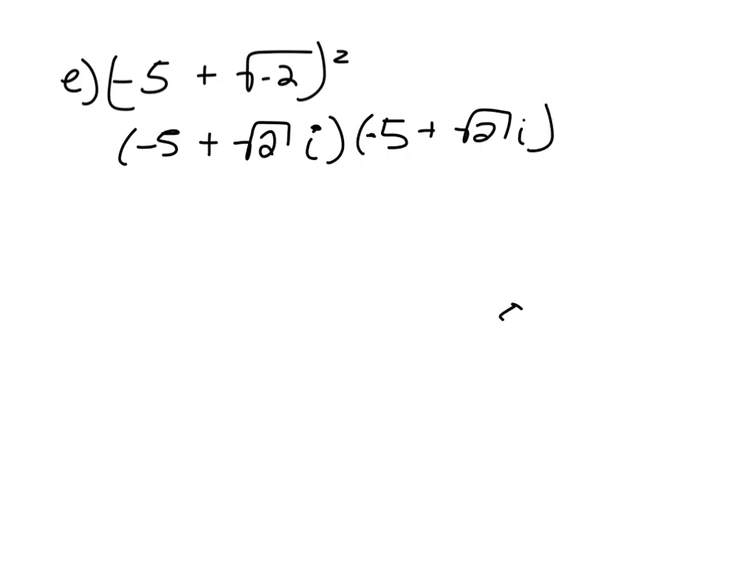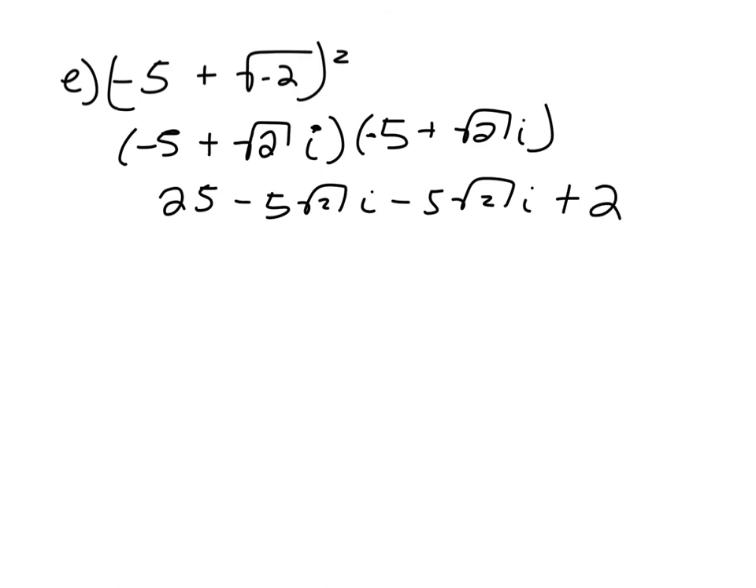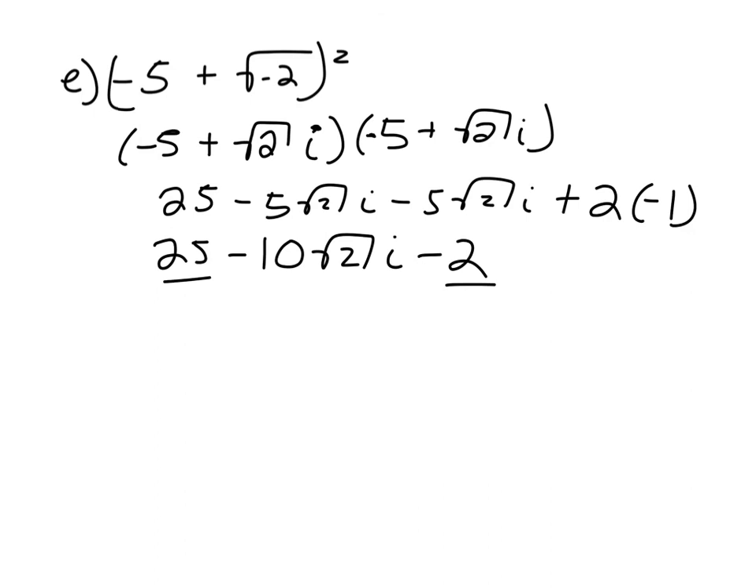So the first would be negative 5 times negative 5, which is 25. The inner would be negative 5 square root of 2 i. The outer is negative 5 square root of 2 i. And the last is plus the square root of 2 times the square root of 2, which is 2, and then i times i is negative 1. So I end up with 25 minus 10 square root of 2 i minus 2. Let's combine like terms. 25 minus 2 is 23, minus 10 times the square root of 2 i. And that's my answer.